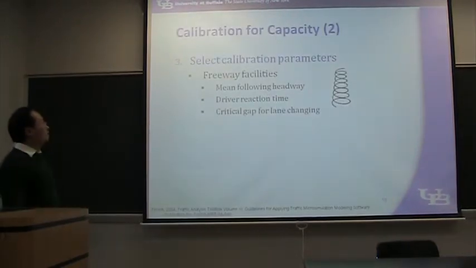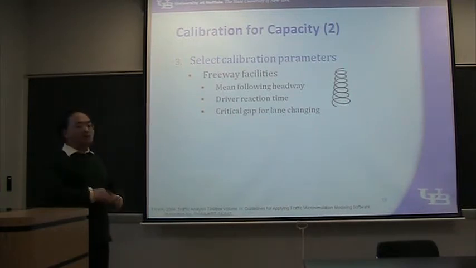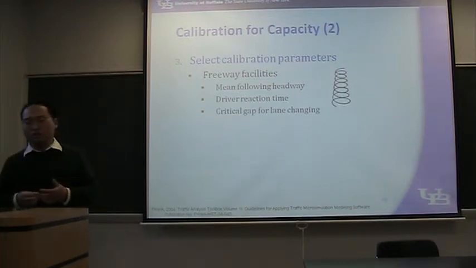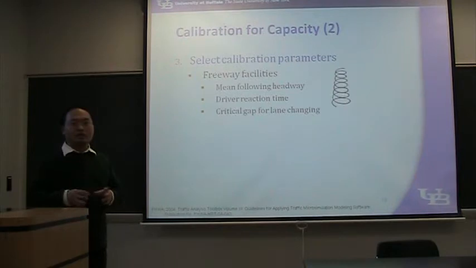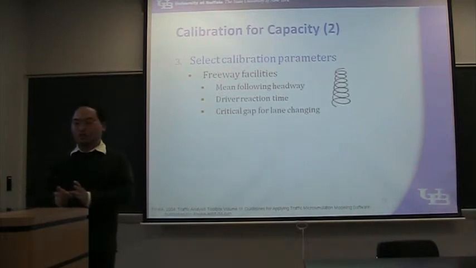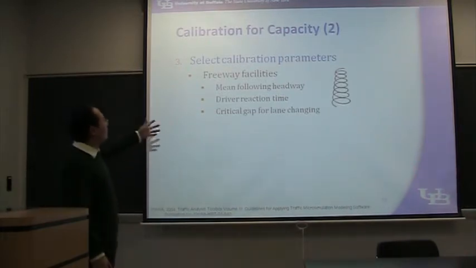Now the third step is to select these calibration parameters. You want to calibrate your model, and you know the capacity, and you know your model's capacity. But what can you do? What's your tool? You have to select some calibration parameters, and by changing these parameters, you are going to make the two capacities match. First, let's talk about free-flow facilities.